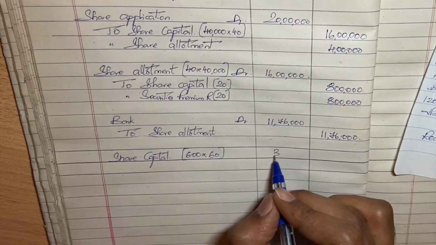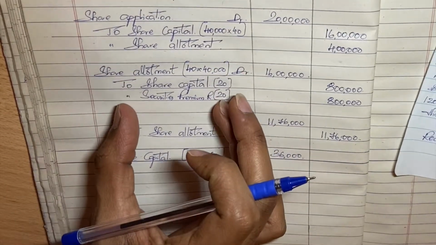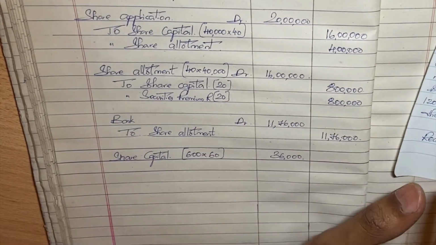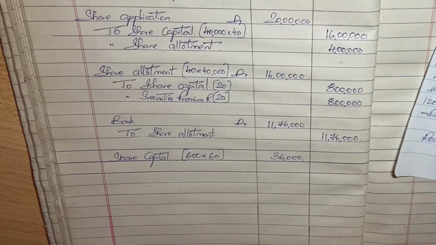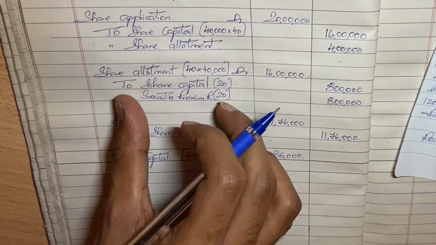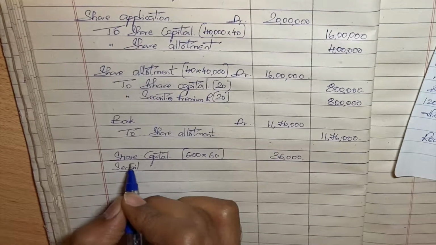So that was 36,000. Now we also created securities premium reserve, which includes Divya's shares as well, assuming that she's going to pay the premium, but now she has not paid the allotment money, which includes the premium. Therefore we have to reduce this premium reserve as well. So we'll give a debit to this one.